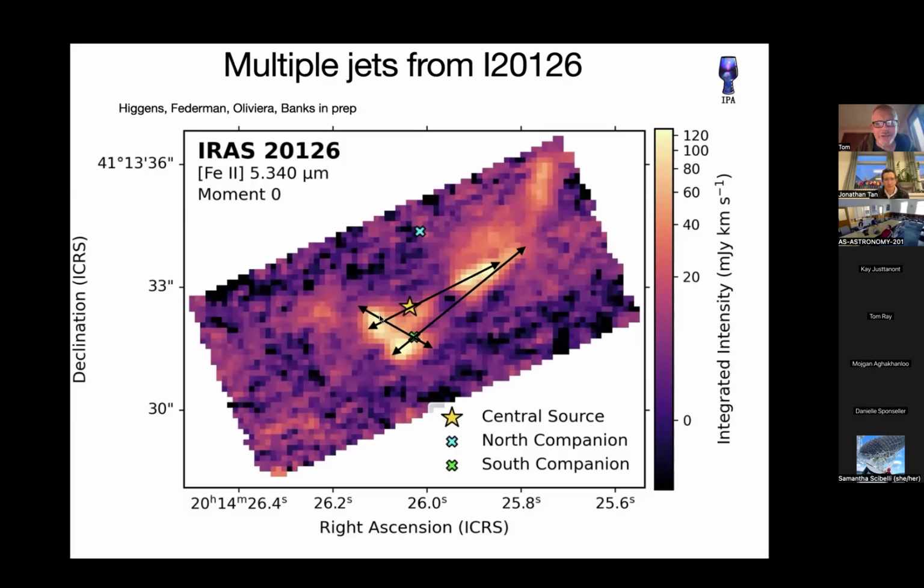This is obviously work in progress, but it shows you that even in 20126, which is probably the least clustered, most simple massive star that you can think of, there is already a great deal of complexity due to the multiplicity of this object.